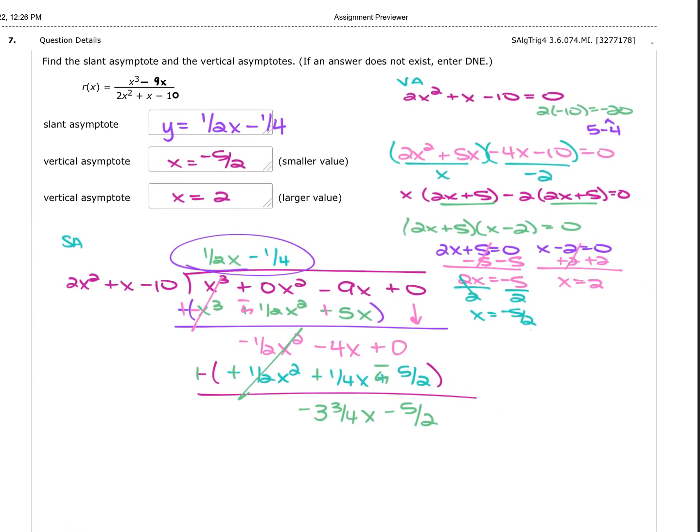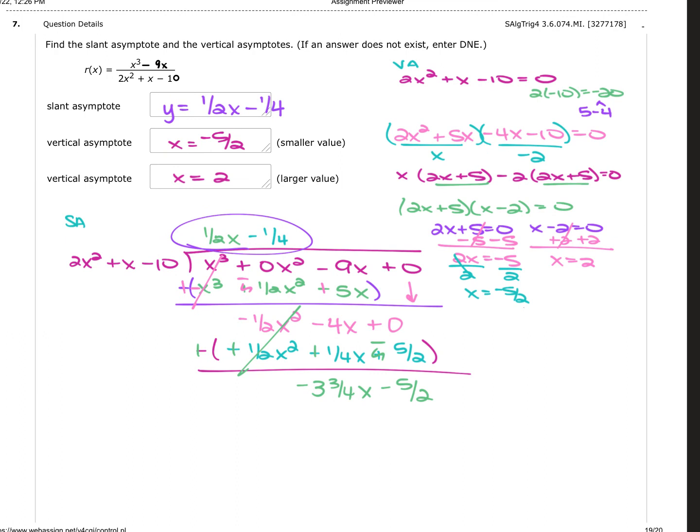It doesn't ask you for them, but if it did ask you for your horizontal asymptotes, your numerator's degree is 3, your denominator's degree is 2. 3 is greater than 2, so automatically we have what for a horizontal asymptote? None.